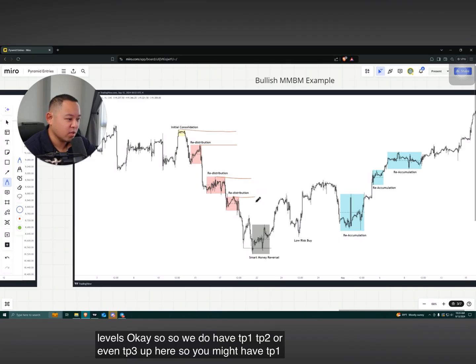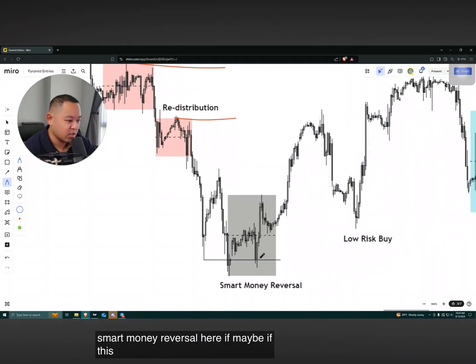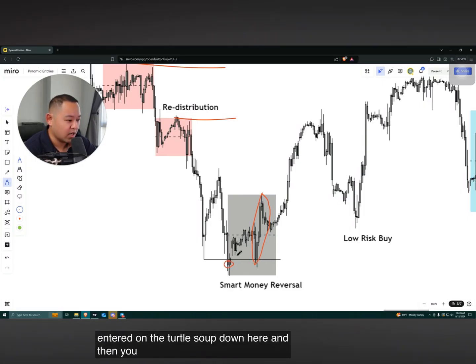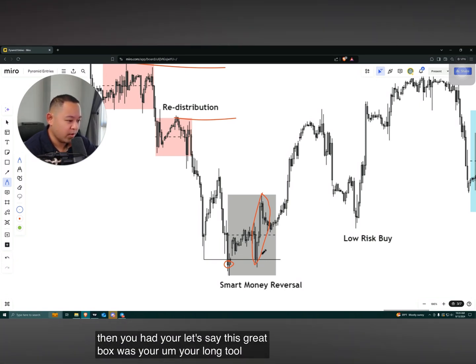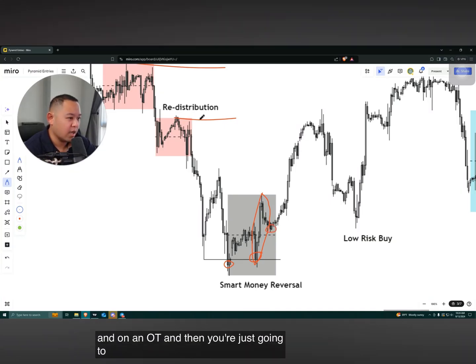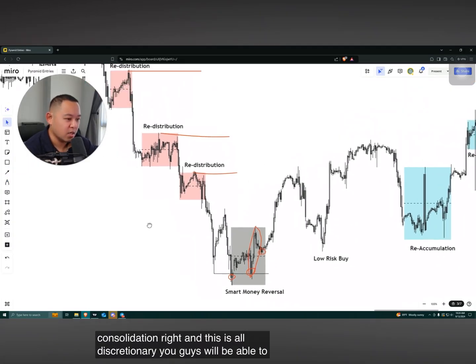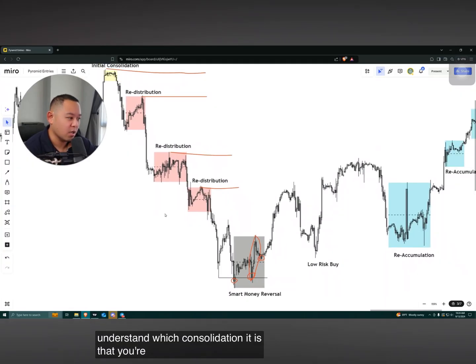So you might have TP1. You might even have TP1 here if we get a smart money reversal here. If this is your smart money reversal idea here, then you maybe even entered on the turtle soup. Maybe you entered on the turtle soup down here, and then let's say this gray box was your long tool. Maybe you could enter again here, and maybe here on an OTE, and then you're just going to exit here. So maybe this is your initial consolidation, right? And this is all discretionary. You guys will be able to understand which consolidation it is that you're targeting.